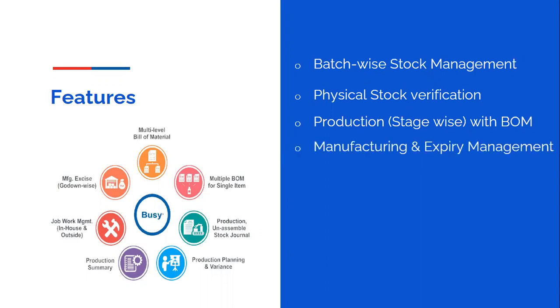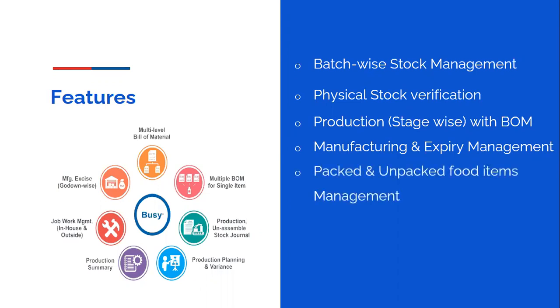The next feature is manufacturing and expiry management. At the time of production and purchase of a product, you can record the manufacturing and expiry details according to the shelf life of the item. And you can adjust the batch details at the time of sale of the product, and the report will be generated. You can see which product is expired or not. So all the reports are available. You can manage your manufacturing and expiry details in the item, and you can record the data.